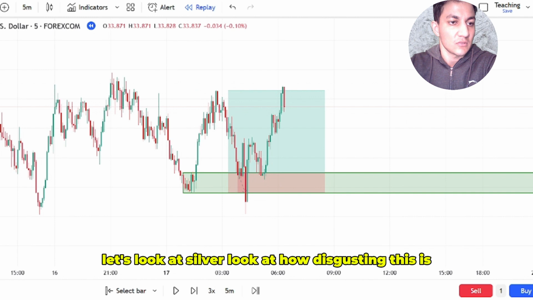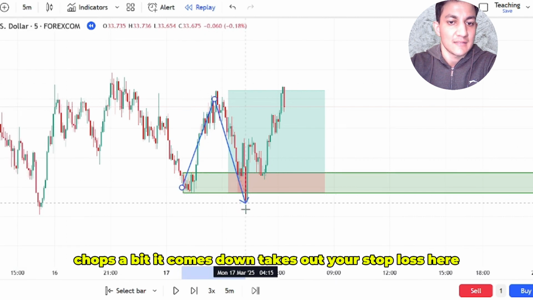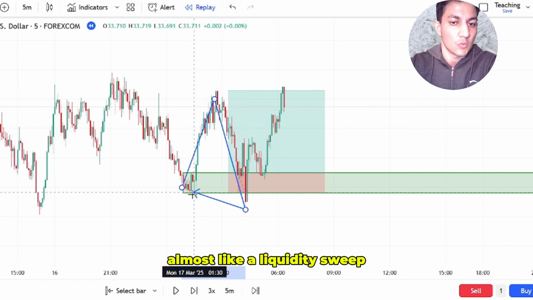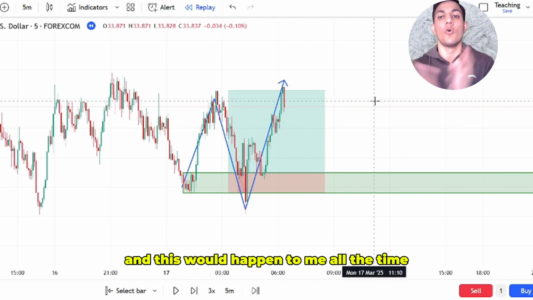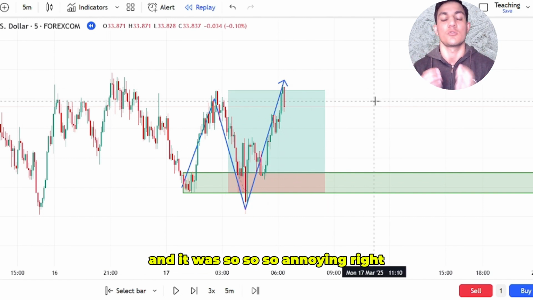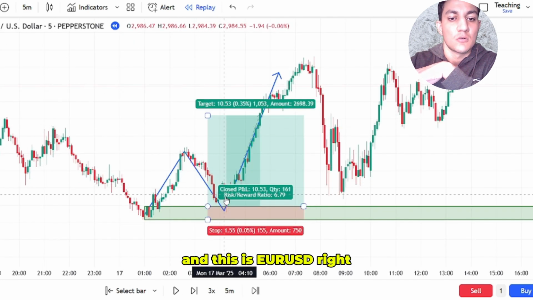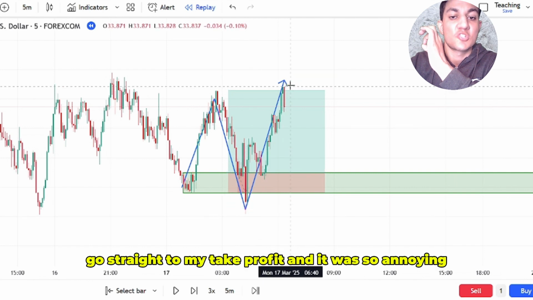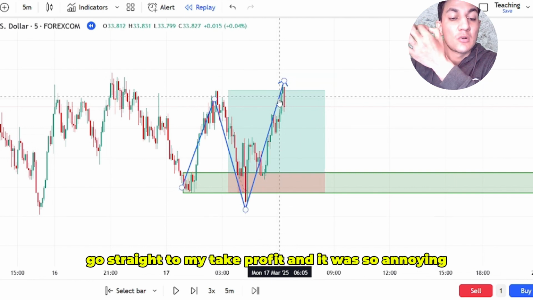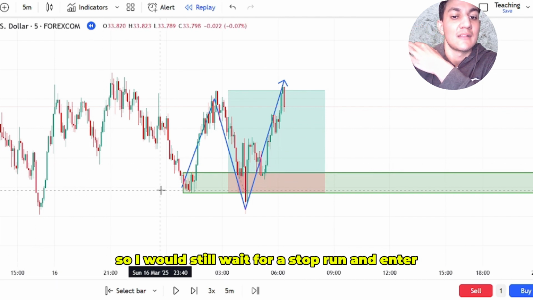Look at how disgusting this is. Price comes up, chops a bit, comes down, takes out your stop loss here, almost like a liquidity sweep, and then goes straight to your take profit. And this would happen to me all the time, and it was so annoying. Just imagine this is GBP USD and this is euro dollar. I'd only trade GBP USD, price would hit my stop loss and go straight to my take profit, and it was so annoying even when I would wait for a liquidity sweep. I would still wait for a stop run and enter, and I would still lose.